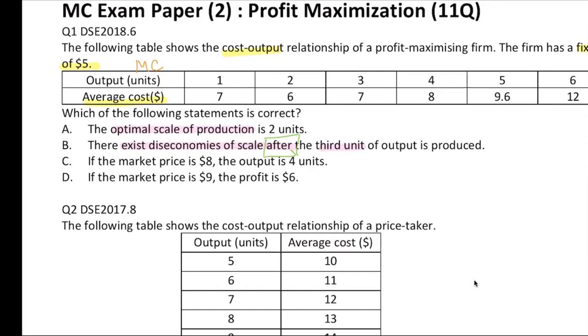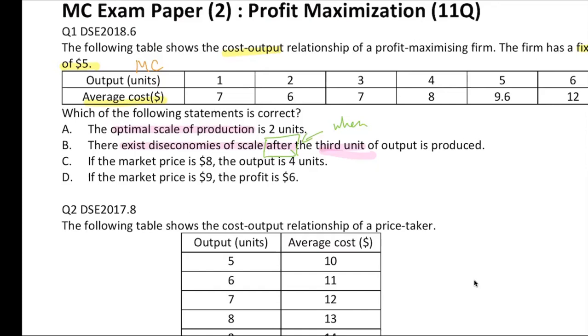Then this option B is talking about the economies of scale after the third unit. Okay, so be aware, we have two wordings: after or when. After means the economy of scale exists where the output is 4. But when, let me say exactly, exists where the output is 3.